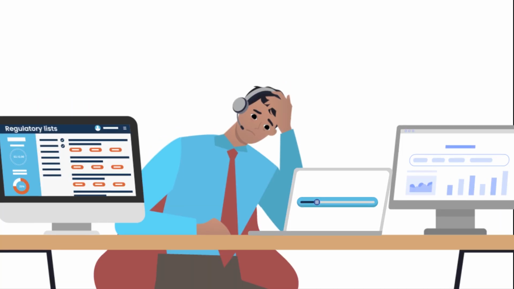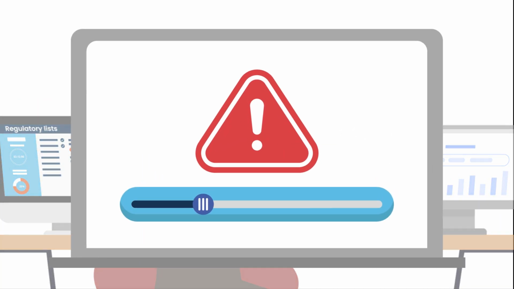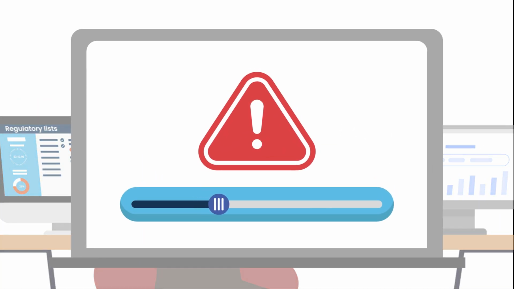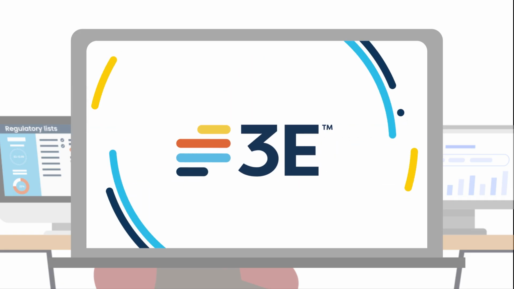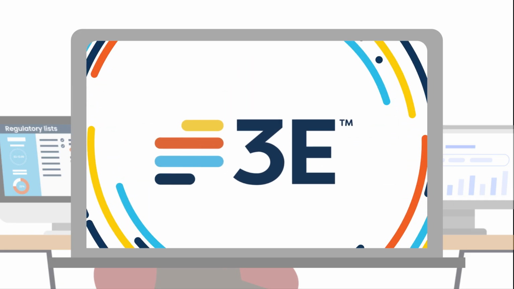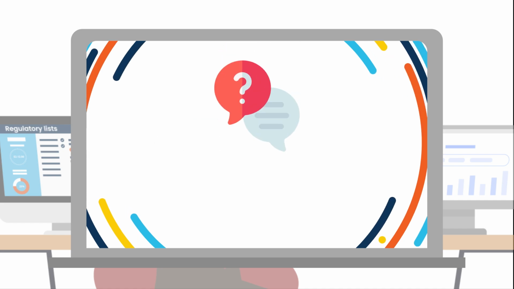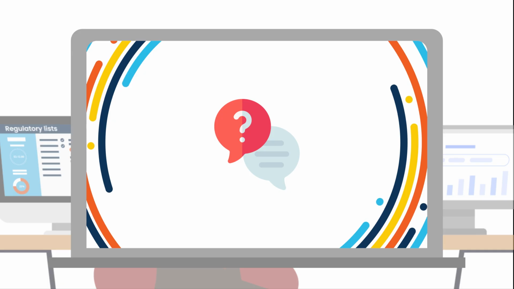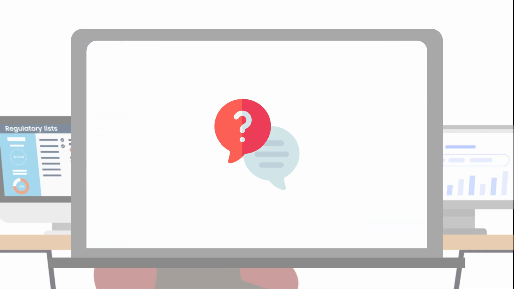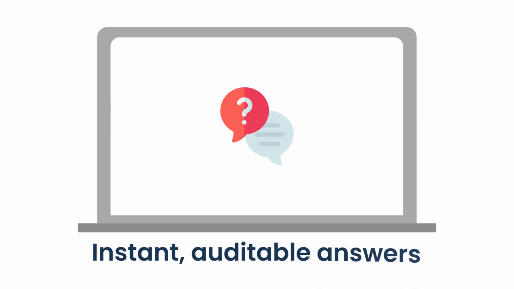products. It's a process that costs teams hours they don't have, creates compliance risks they can't ignore, and is simply unsustainable. 3E's Portfolio Assistant changes that. It's an AI-powered chemical compliance tool built directly into 3E Protect, the SDS management software platform that gives regulatory and EHS teams instant, auditable answers to complex compliance questions whenever they need them.